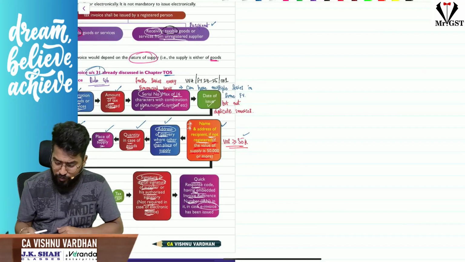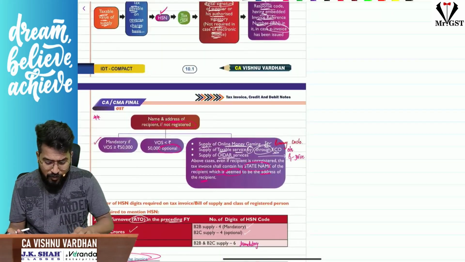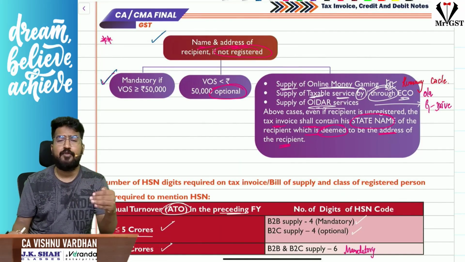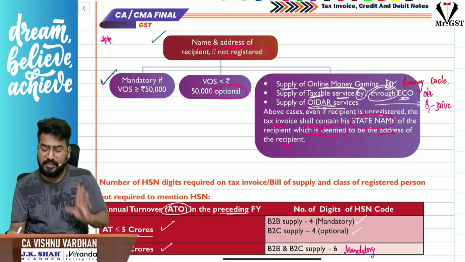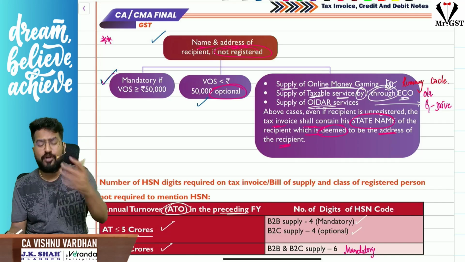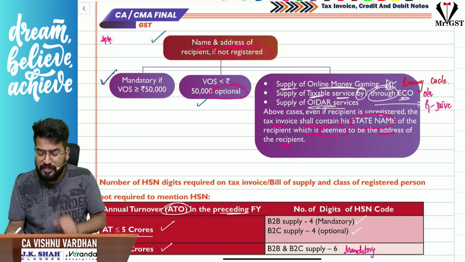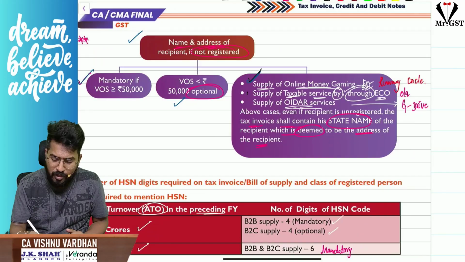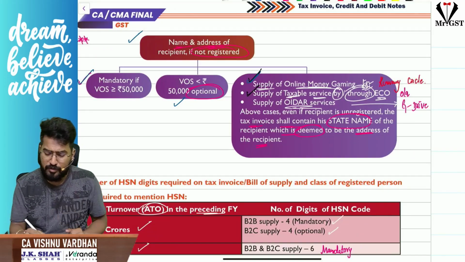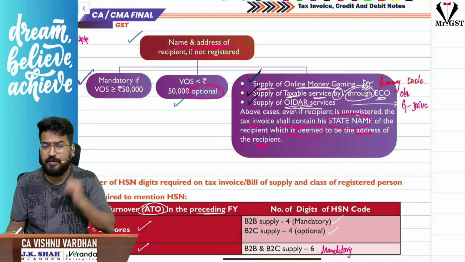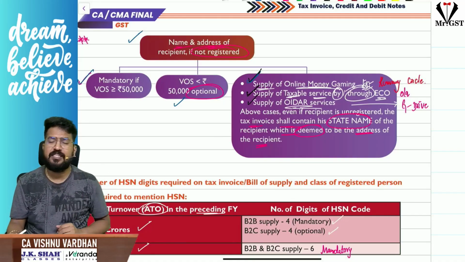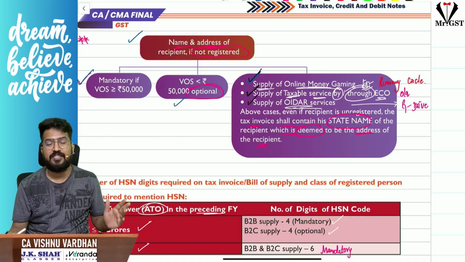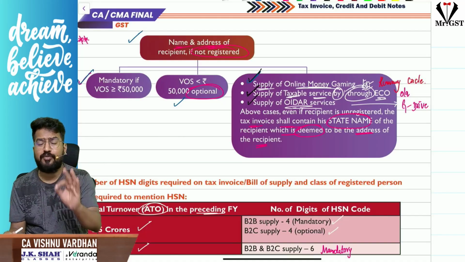With respect to the name and address of the recipient, we have already understood that if the value is greater than or equal to 50,000, it is mandatory to give the name and address of the recipient even if he is unregistered. But if it is less than 50,000, it is optional; you can give it if you want, otherwise you need not. But please understand, if it is supply of online money gaming, or supply of taxable services by or through an e-commerce operator, or supply of OIDAR services, for example Rummy Circle, Ola, or upgrading Google Drive, for all these, even though the recipient is unregistered and the value of supply does not exceed 50,000, even if it is less than 50,000, you still have to give the name and address of the recipient.